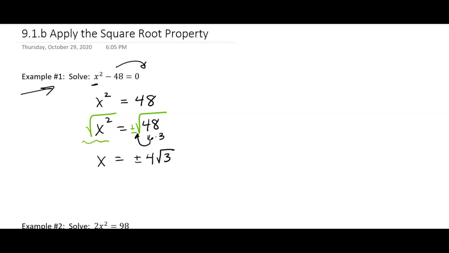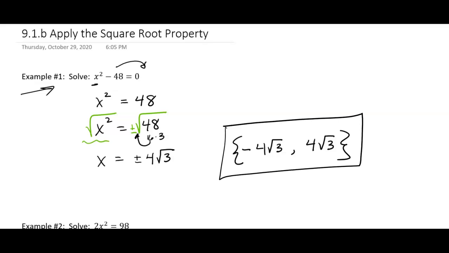So if they want the answers listed separately, they can list them as the opposite of 4 square root 3 and 4 square root 3. If they don't care if you use the plus or minus, then that's fine. I don't remember in WebAssign. I think they want you to list them separately, though.